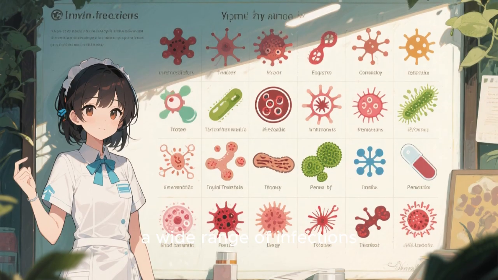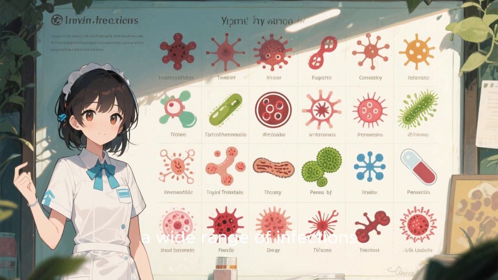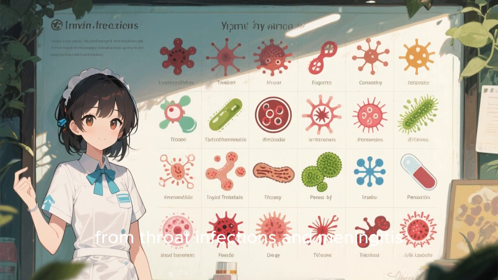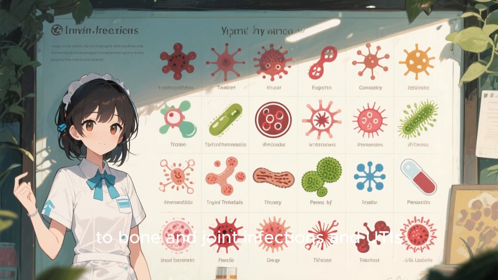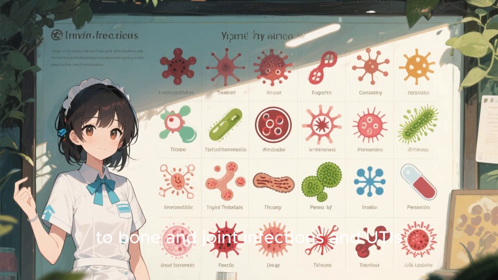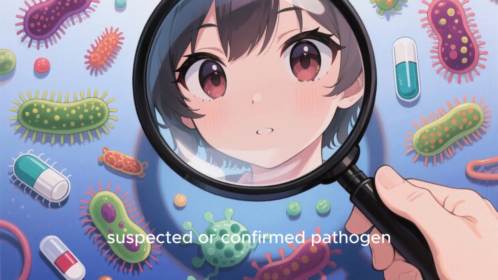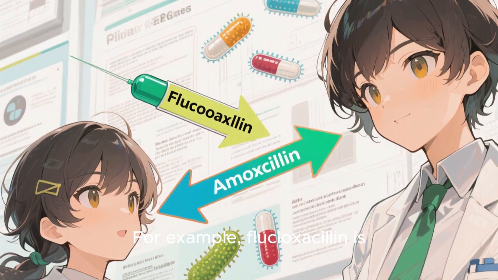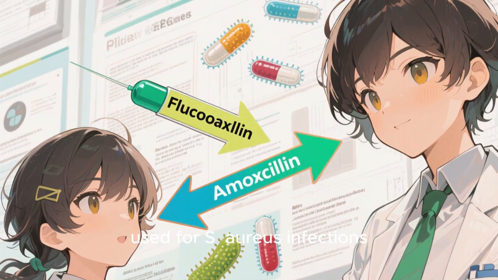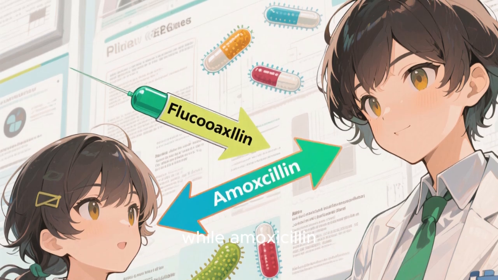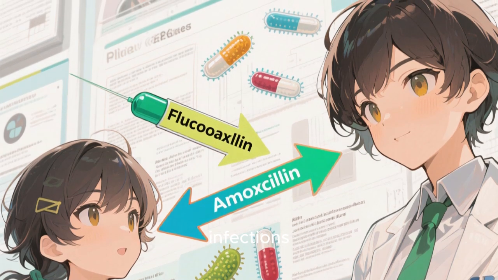They are used to treat a wide range of infections, from throat infections and meningitis to bone and joint infections and UTIs. Specific penicillins are chosen based on the suspected or confirmed pathogen. For example, flucloxacillin is used for S. aureus infections, while amoxicillin is common for respiratory infections.